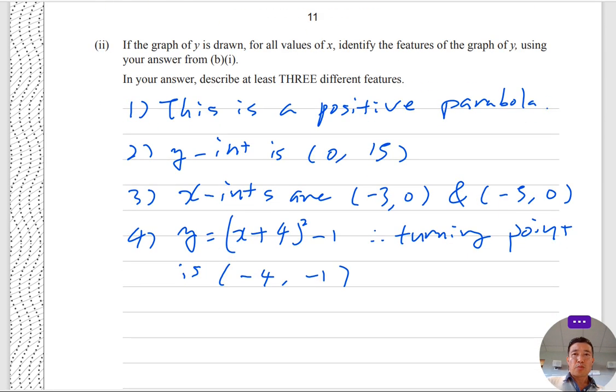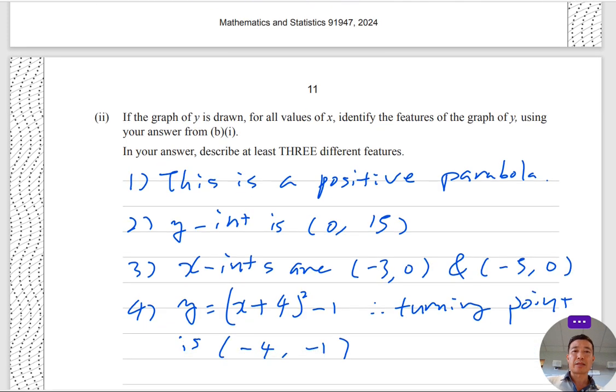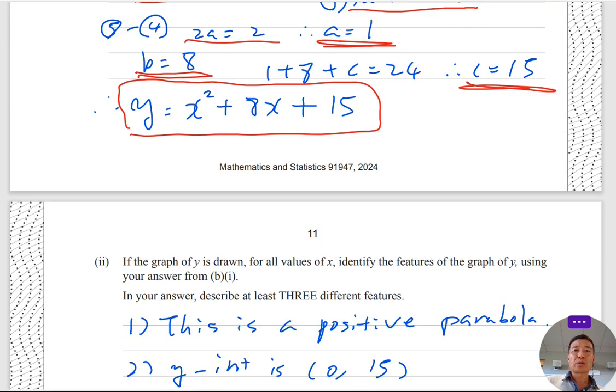All right, if the graph of y is drawn for all values of x, identify the features of the graph of y using your answer from B1. In your answer, describe at least 3 different features. Well, first of all, this is a positive parabola, right? So how do I know? The coefficient of x squared is 1, positive. So it's an upright parabola, isn't it? A positive parabola.